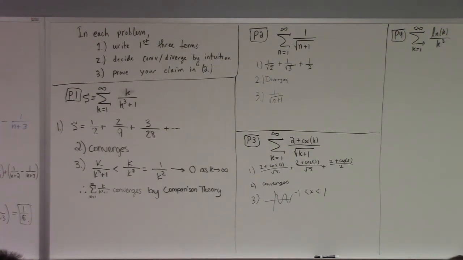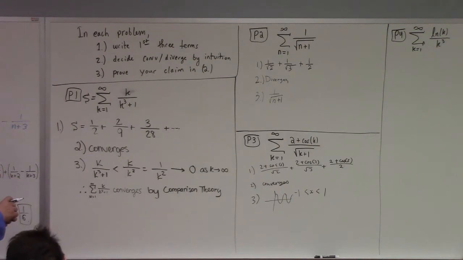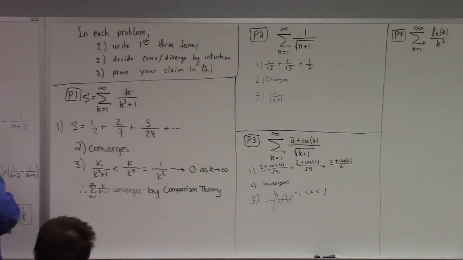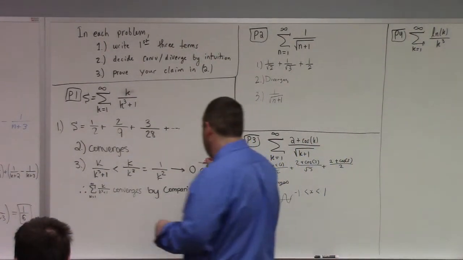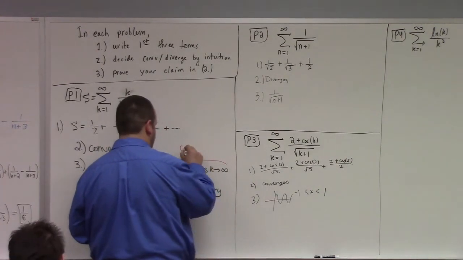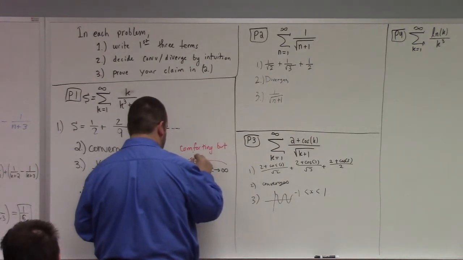So what's our intuition here? It converges. I think that's reasonable. And what did you guys do? Looked like you went for the direct comparison to p equals 2. True, but useless. I mean, this right here is comforting, but irrelevant.